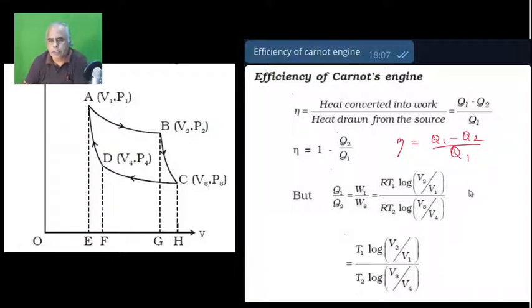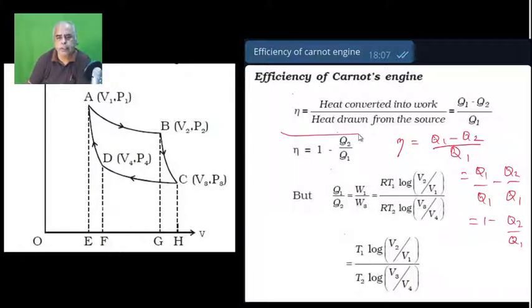Okay. Now we can split this fraction so that Q1 by Q1 minus Q2 by Q1. Q1 by Q1 cancel, that is 1. So 1 minus Q2 by Q1. So that's what is given here. So eta is equal to 1 minus Q2 by Q1. Okay. We already know Q1 by Q2 is equal to W1 by W2, that is nothing but RT1 log of V2 by V1, and RT2 log of V3 by V4. So we can suitably substitute, and R can be cancelled here. Therefore T1 by T2 into log of V2 by V1, then T2 log of V3 by V4.